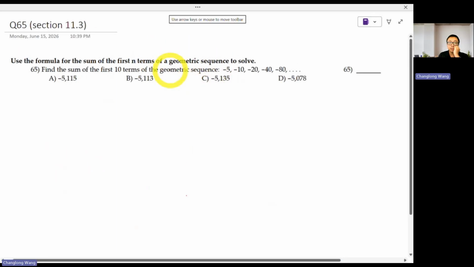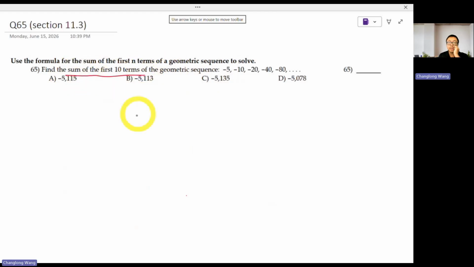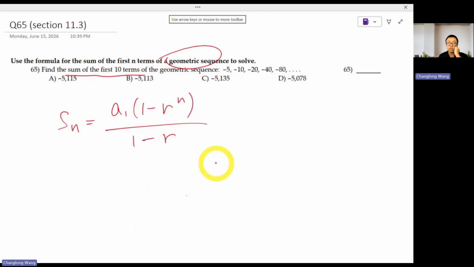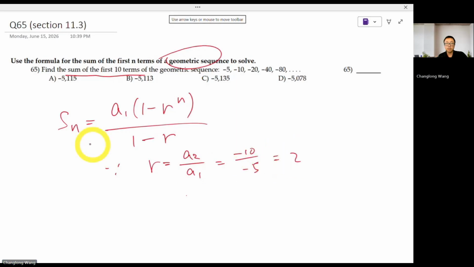Now, when it comes to the first n-term partial sum for a geometric sequence, the formula is going to be a sub 1, 1 minus r to the nth power, over 1 minus r. Okay, so you still need the r. So we find out the r by dividing a sub 2 by a sub 1. So that'll be negative 10 over negative 5, right? So that'll be 2.